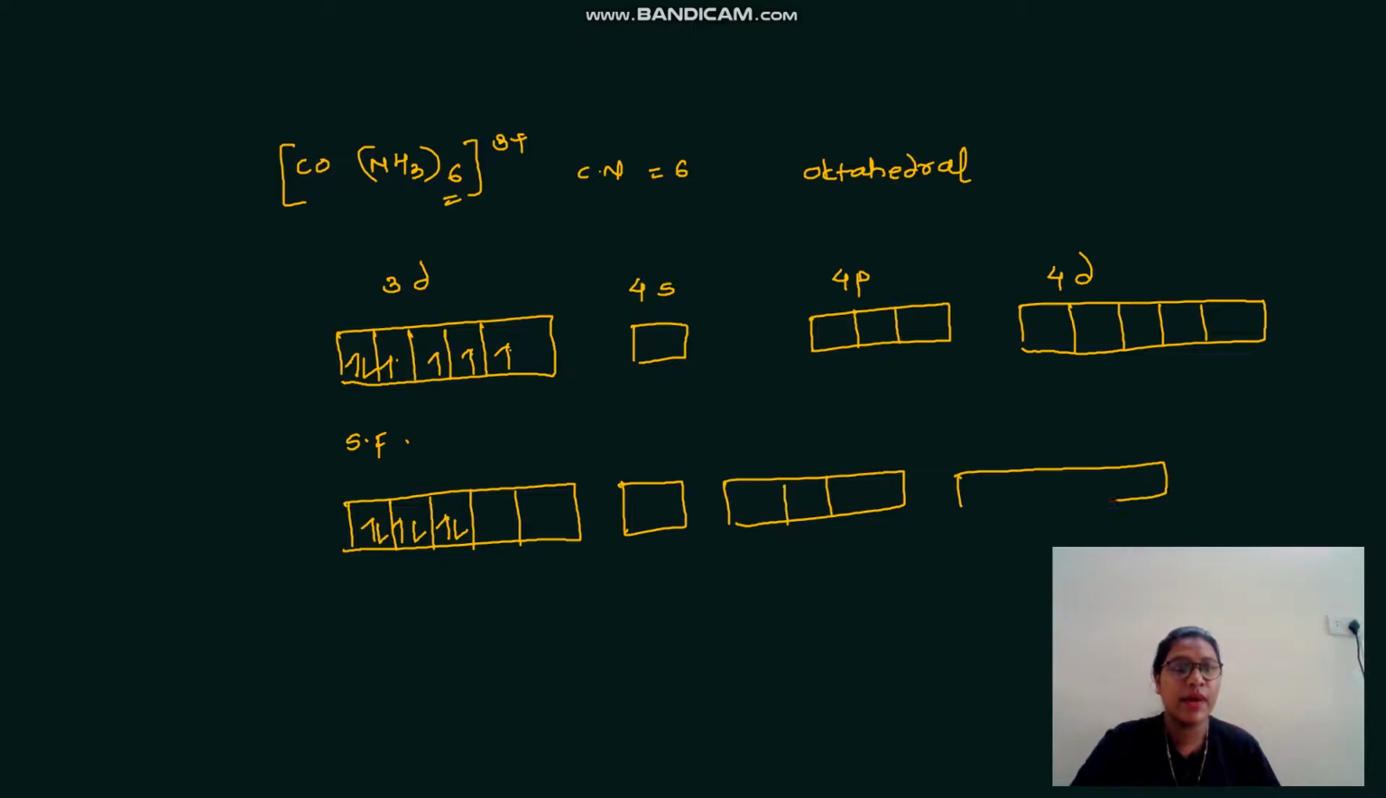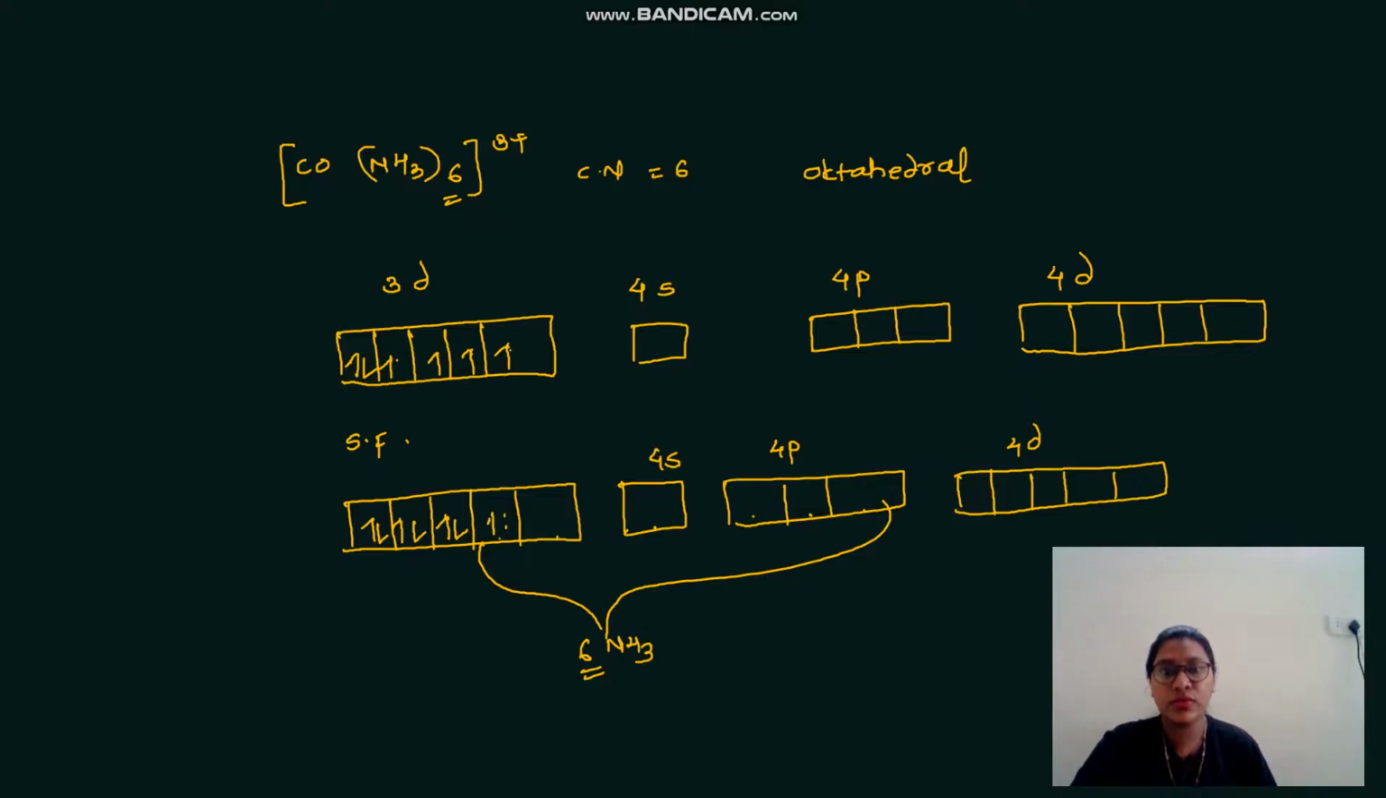Write the remaining orbitals as they are. Here 4s, here 4p, here 4d. How many NH3 molecules are there? 6. Therefore here 1, 2, 3, 4, 5, 6. The 6 NH3 molecules give 2 electrons each in these empty orbitals.